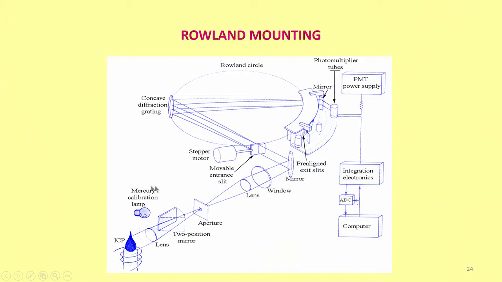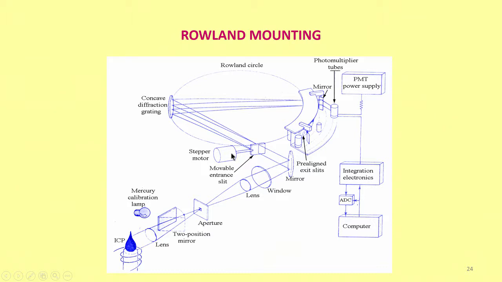So, this is a reference lamp, this is the ICP, I have a mirror here, aperture, lens, window and mirror, a pre-aligned exit slit I have here, and then a micro-movable entrance slit, and then a stepper motor to move the exit slit.